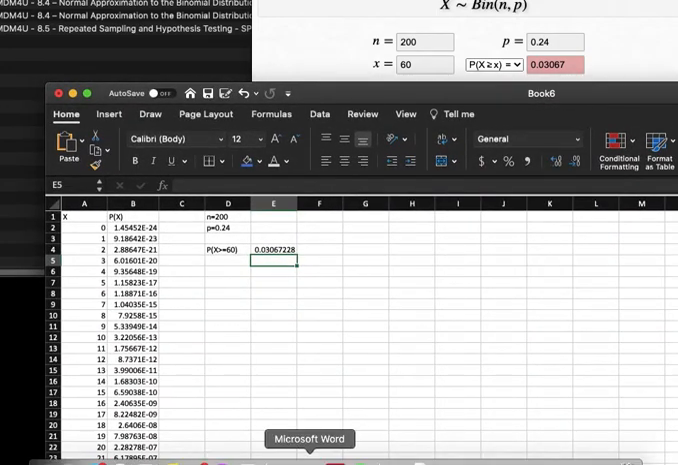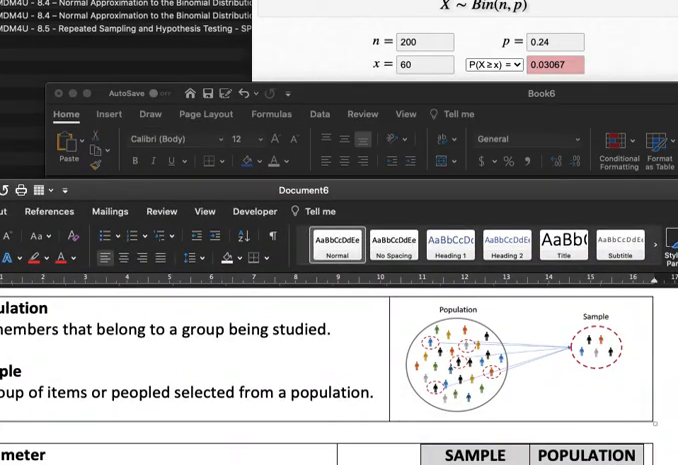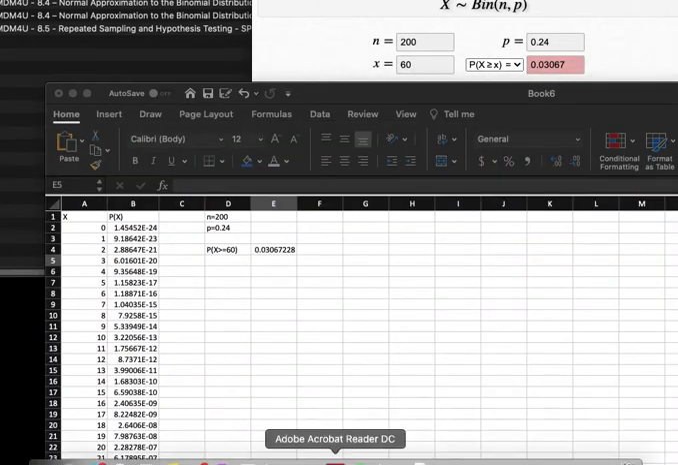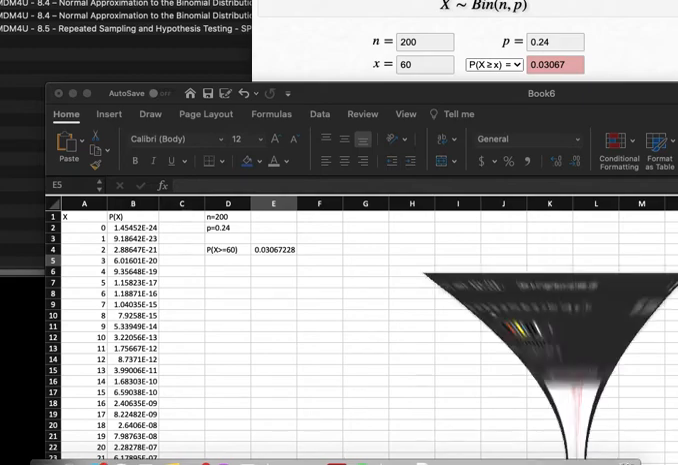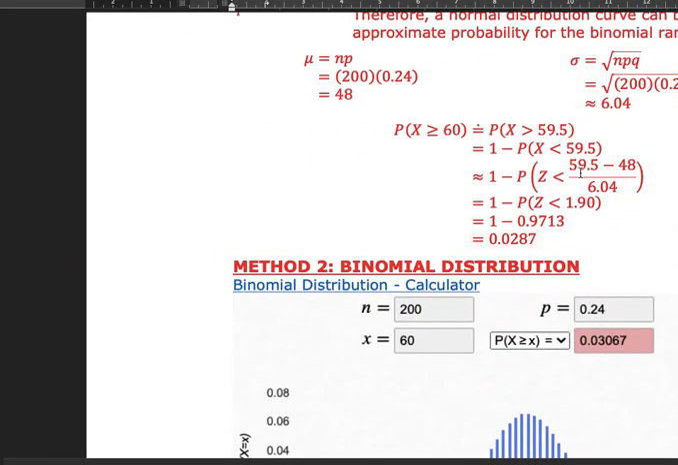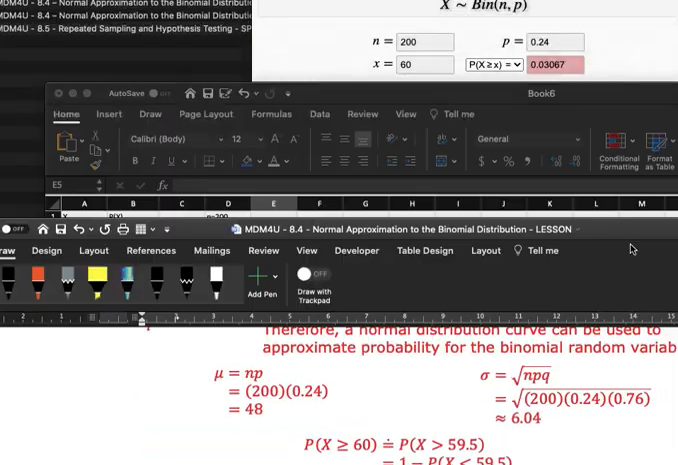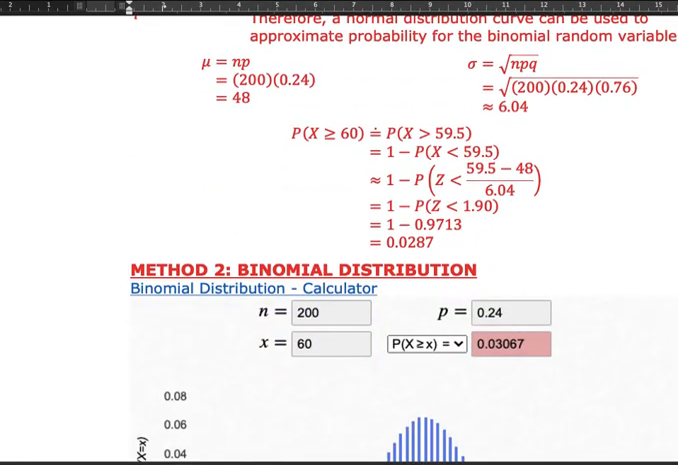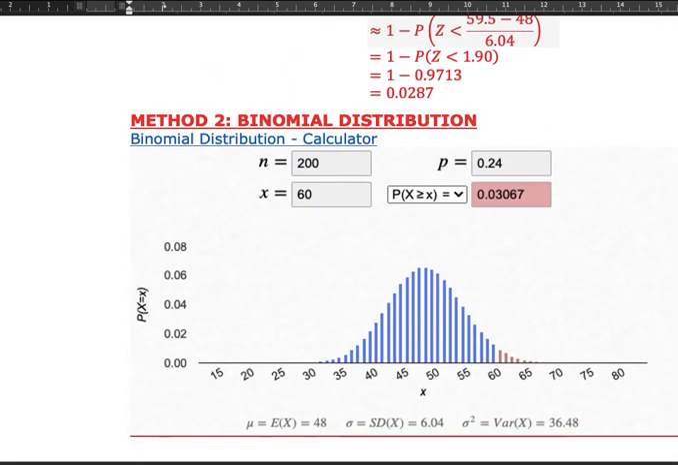Let's get back to our document really quick. Not by much, 0.0287, off by very little. So it was a pretty good approximation for what we were looking to calculate.